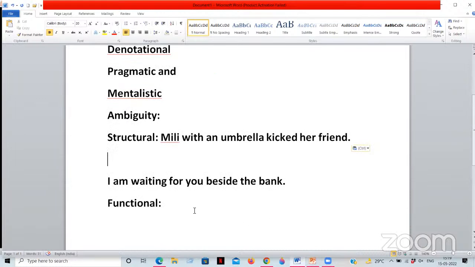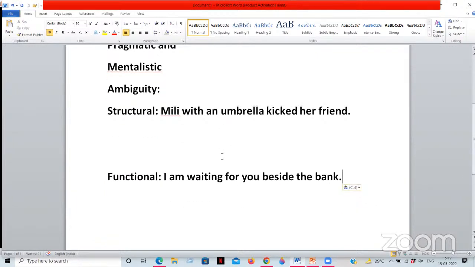This will be here, and this example will be here. Now in functional ambiguity, there will be a particular word that will have more than one meaning, rather than the entire sentence or the structure of the sentence.